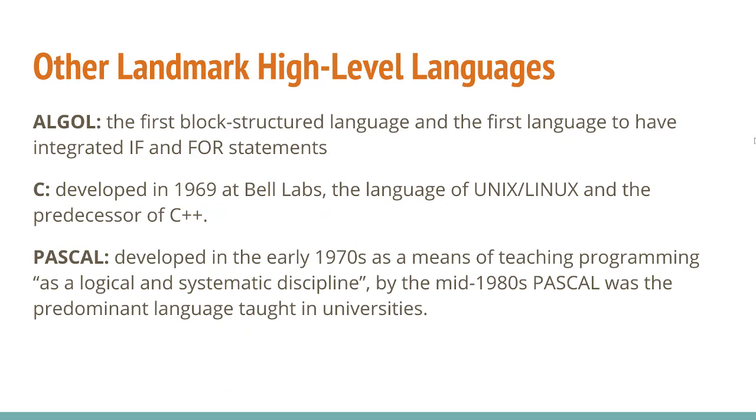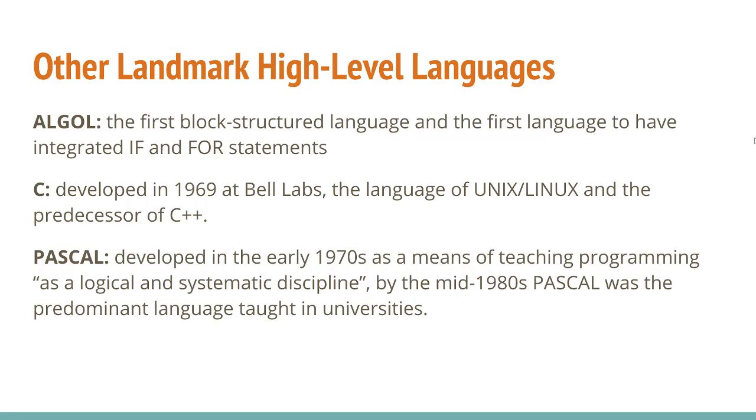Some other landmark high-level languages that you may or may not have heard of. Number one is ALGOL. ALGOL has a long history in the sense that we've had a lot of derivative languages which we still use today. It was the first what we call block-structured language, and the first language to have integrated if and for statements. Now, by block-structured, the way you can think of that now is that in C++ you have blocks. Now, what that is sets of code delimited by curly braces. That's a block. Well, ALGOL was the first block-structured language.